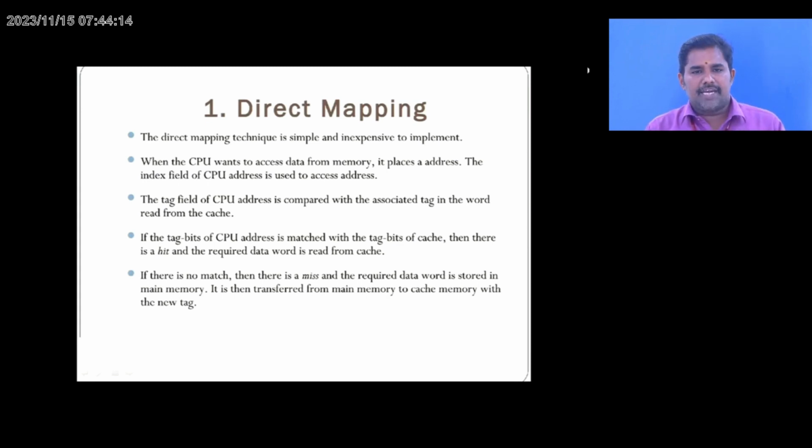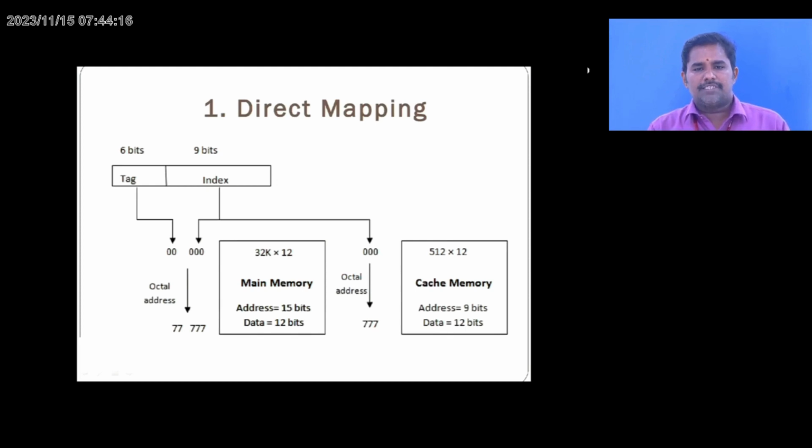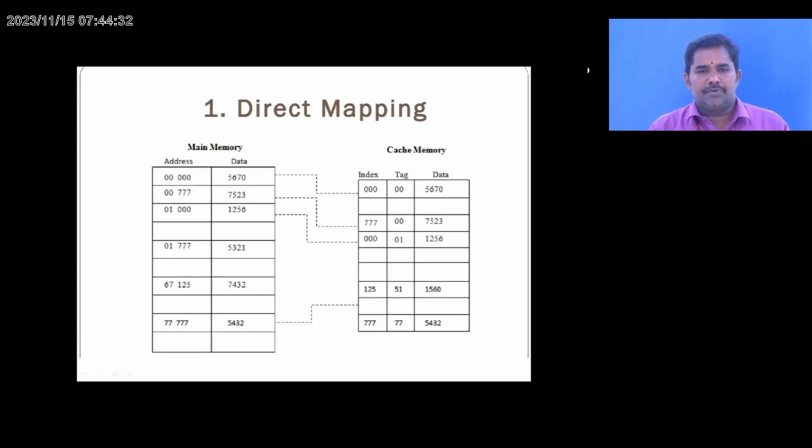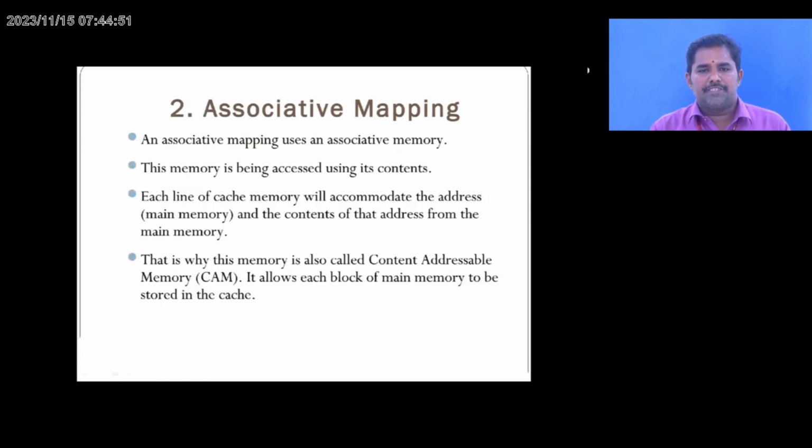So direct mapping maps directly through this tag. This diagram explains it well: it consists of 6 bits of tag and 9 bits of index. Through this we have a comparison with the tag value. If it is successfully matched with the address, it maps directly from main memory to cache memory. More elaborately, this diagram clearly shows an address and data value, which is simultaneously matched with a tag value. Through this tag value, we map the data directly between main memory and cache memory.